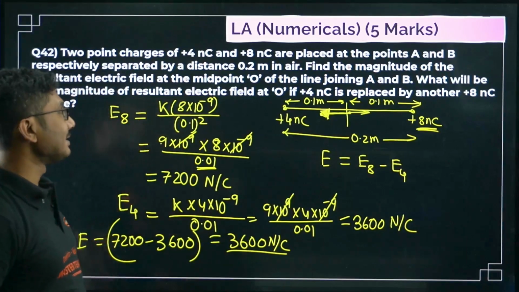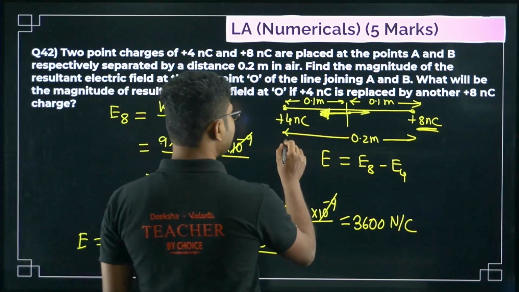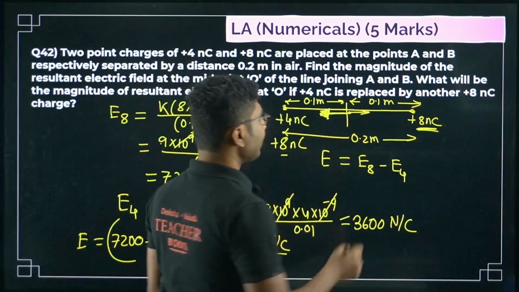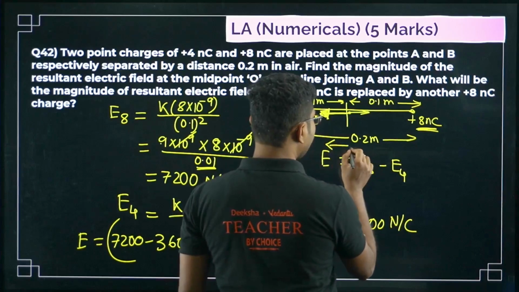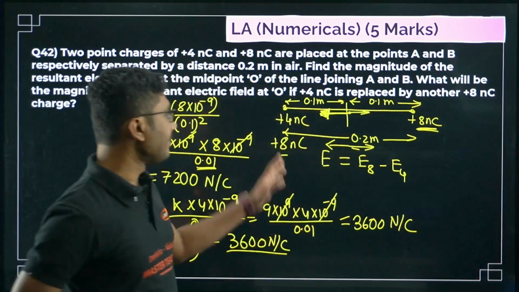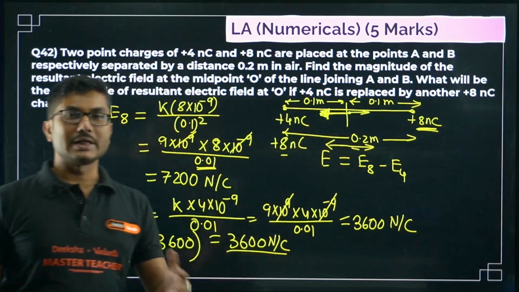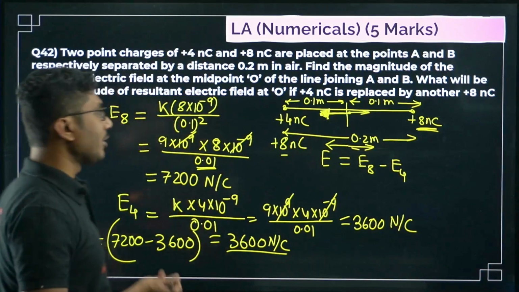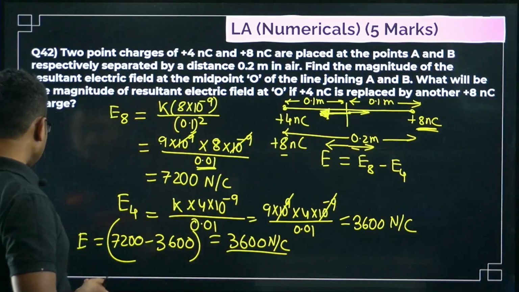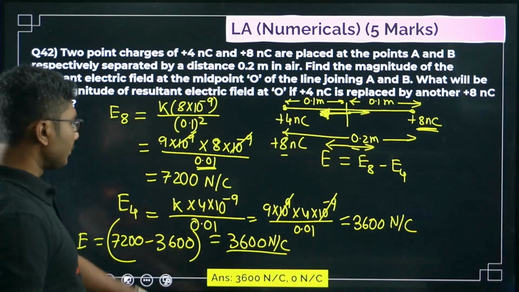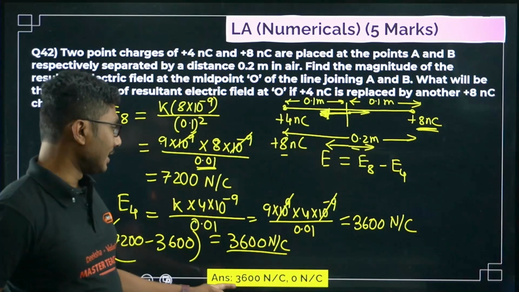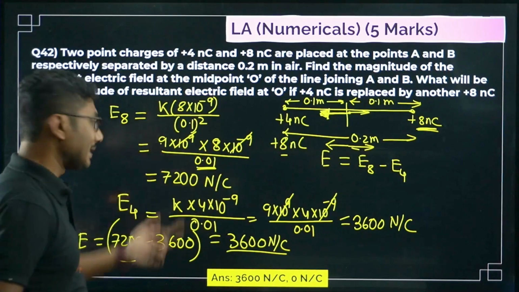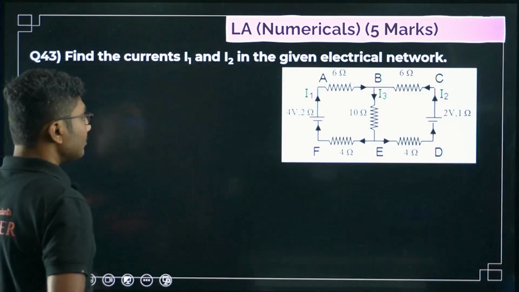Now in the second part it says that if you replace it with another plus 8 nanocoulomb, then what will happen? This will repel in this direction, this one will also repel in this direction, and because both of them are equal charges, they will cancel each other, so the resultant electric field will be 0. You have to mention that in a sentence. So the answer is 3600 newton per coulomb for the first part and 0 newton per coulomb for the second part. Now let's move on to the next question.